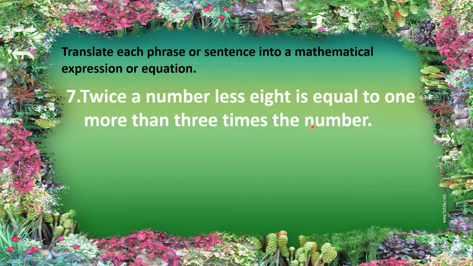Is equal to 1 more than 3 times the number. The number means you should take the same number, okay? So we wrote a number as x. So we should take this also as x, okay? So 3 times the number. What is 3 times the number? 3x.